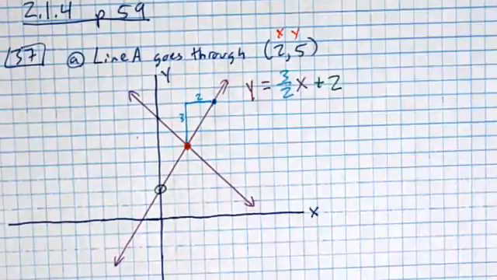We can go back to our customer and say, is this the line you want? Y equals 3 over 2x plus 2? Or is this the line you want? See if you can write an equation for this one for me.